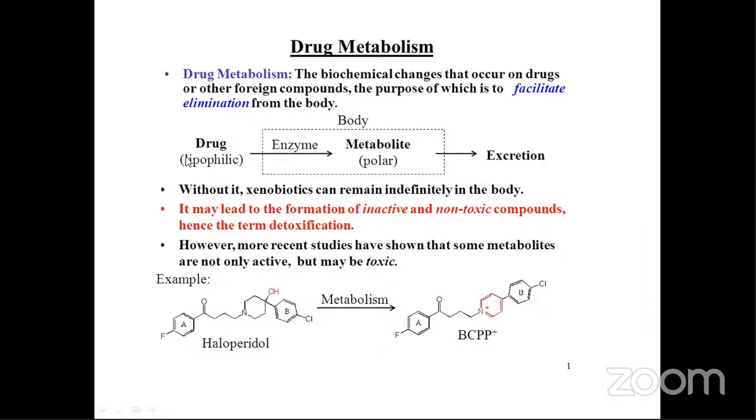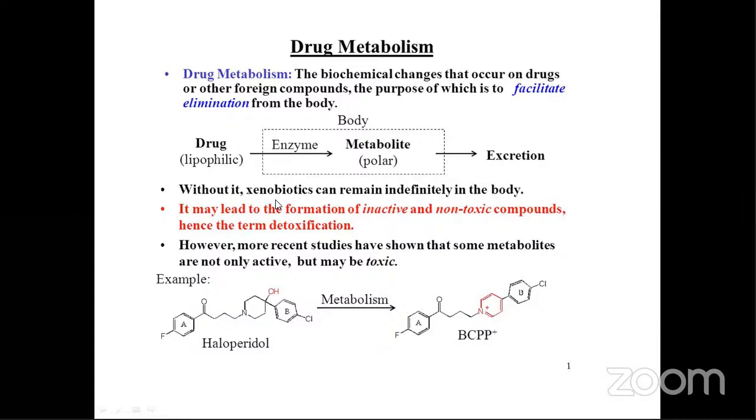Suppose your drug is lipophilic. Here you can go for enzymatic reactions, any chemical reactions like hydrolysis, oxidation, reduction; any type of reaction may take place during your metabolic process. Inside the body it will be converted to a metabolite of polar nature. First it is non-polar or lipophilic; after metabolism, it will be converted to a polar drug, and finally excreted. These are the steps involved in your metabolic process.